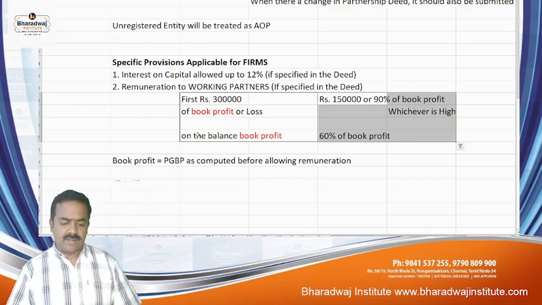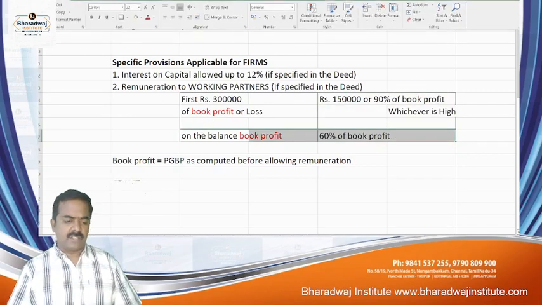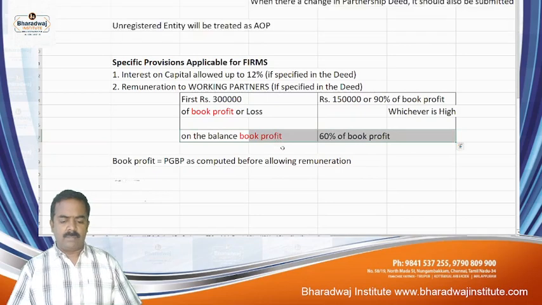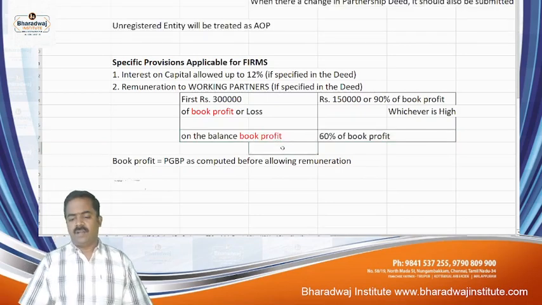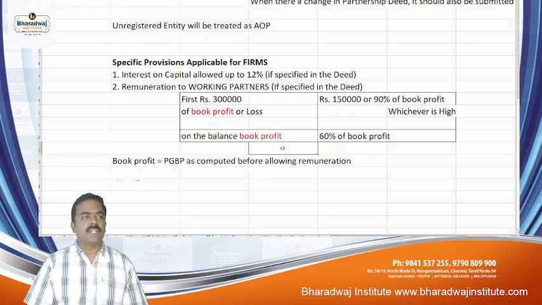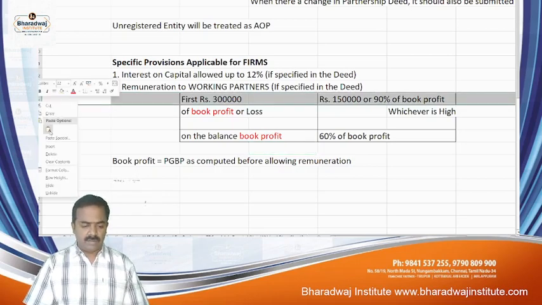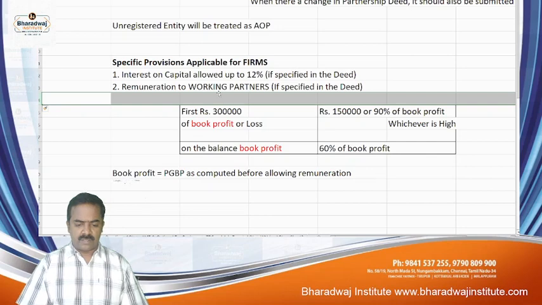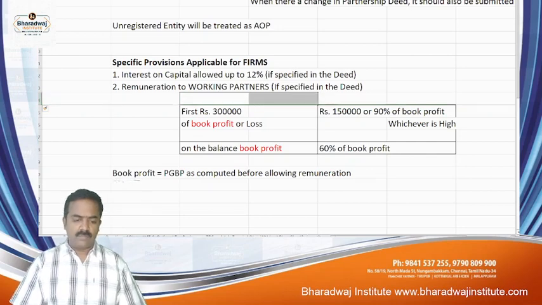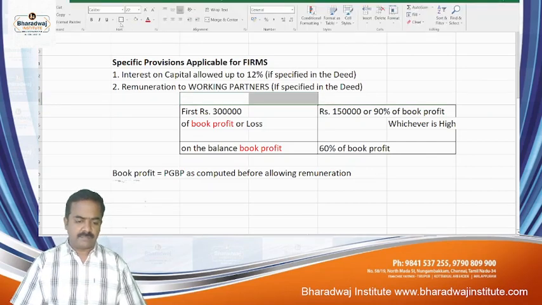1,50,000 or 90% of book profit, whichever is high. On the balance book profit, 60% of book profit can be paid as remuneration. Maybe you can have the title also here: Book profit and remuneration.